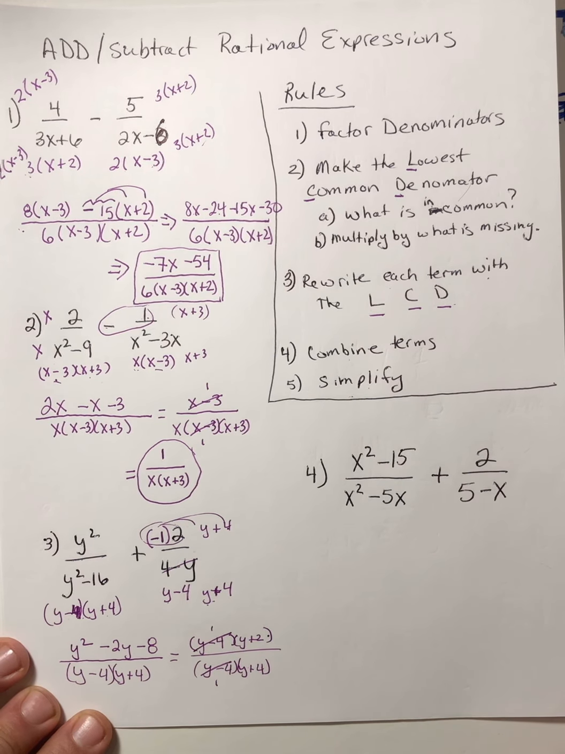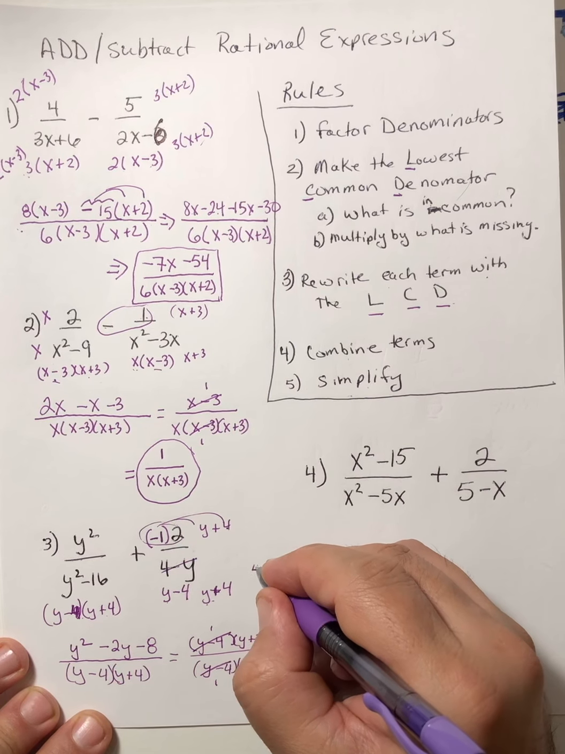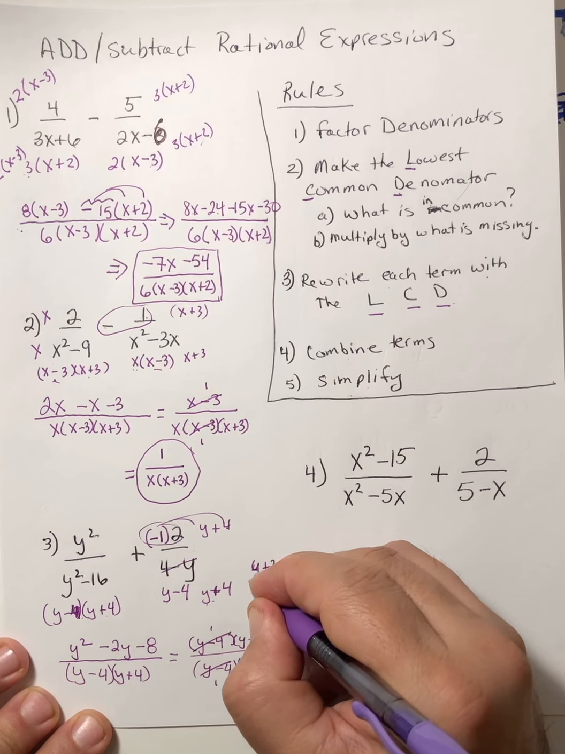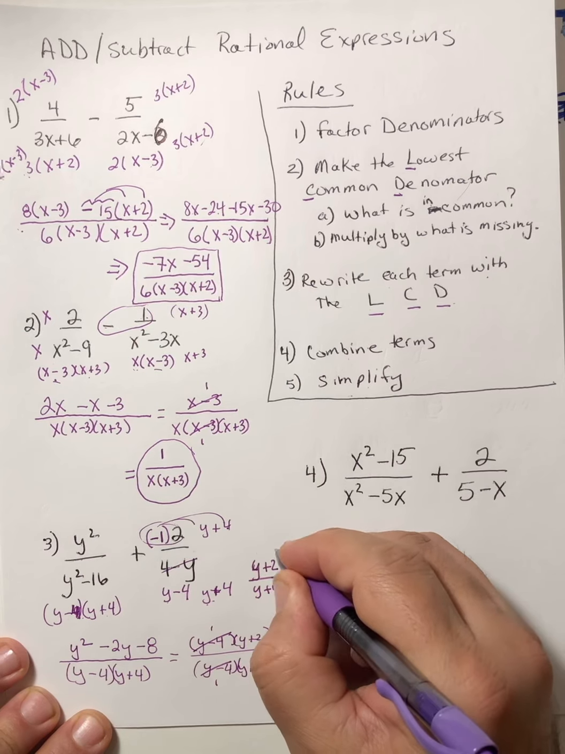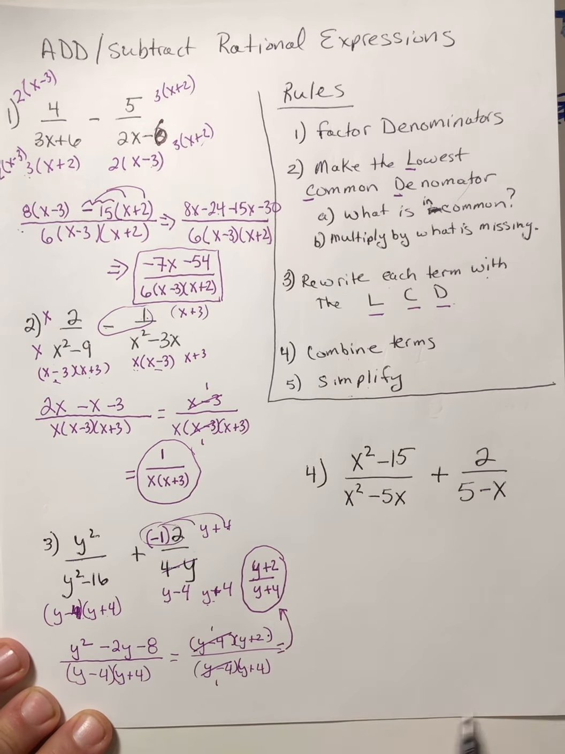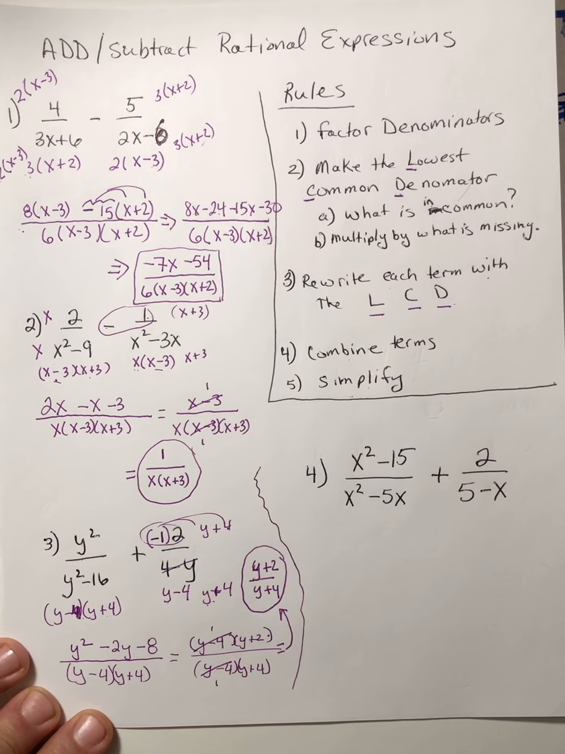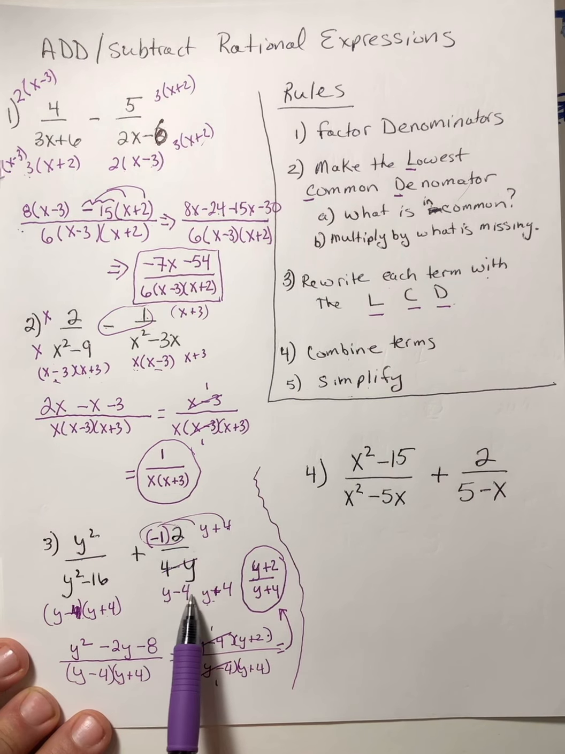That's our final answer. So I'm running out of room down here. I'm trying not to squeeze it all in there. So we have y plus 2 over y plus 4 when it's all said and done. Okay, there. Okay. That's it. So the biggie here was this 4 minus y written backwards. We fixed it with the negative 1.